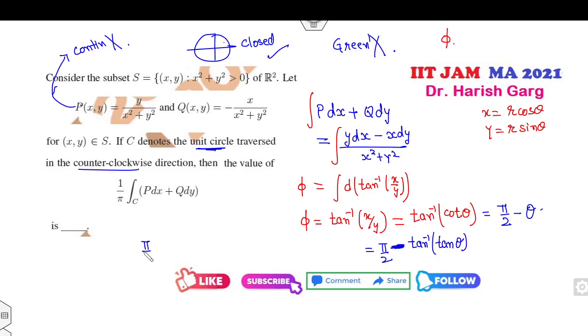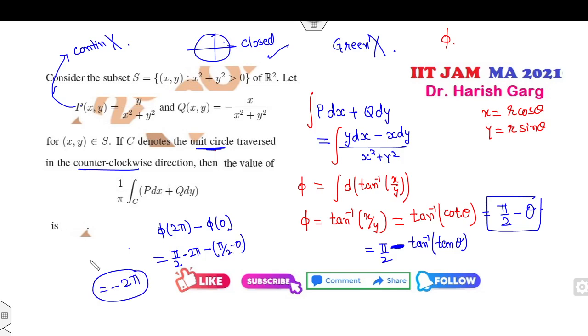So what is the right answer of this? Over the unit circle, that is my phi. So your answer is phi of 2 pi minus phi of 0. That will be pi over 2 minus 2 pi, and pi over 2 minus 0. So the answer will be minus 2 pi, and pi will be cancelled out. The answer is minus 2 pi, the correct answer.